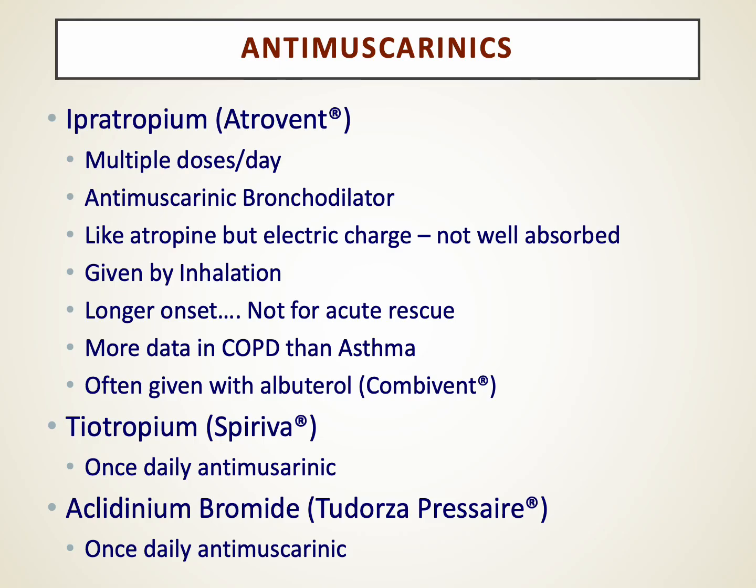So there are lots of antimuscarinics. Ipratropium is the short-acting one. Tiotropium is an example of a longer-acting one. Again, more in COPD than asthma.